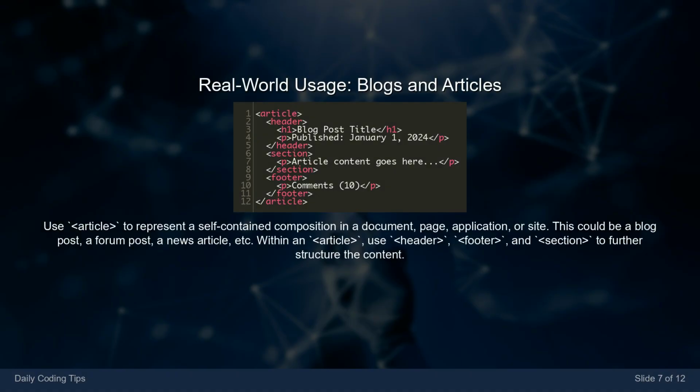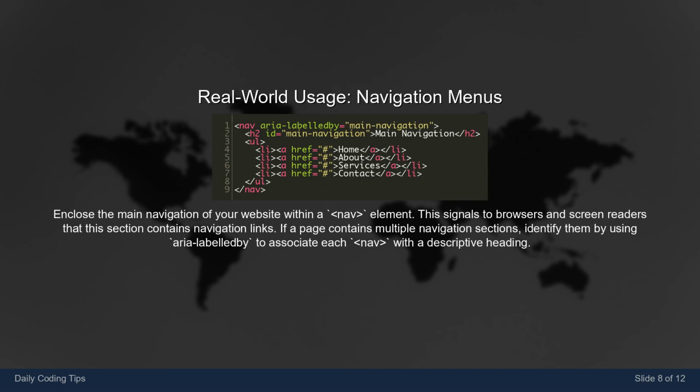Use the article tag to represent a self-contained composition in a document, page, application, or site. Within an article, use header, footer, and section to further structure the content. Enclose the main navigation of your website within a nav element. This signals to browsers and screen readers that this section contains navigation links.